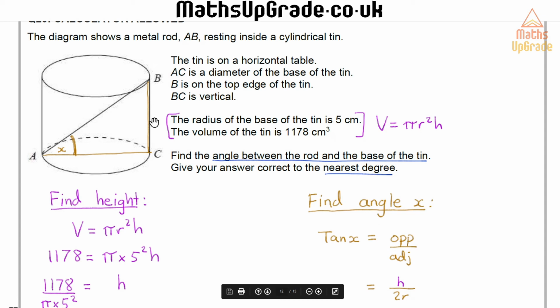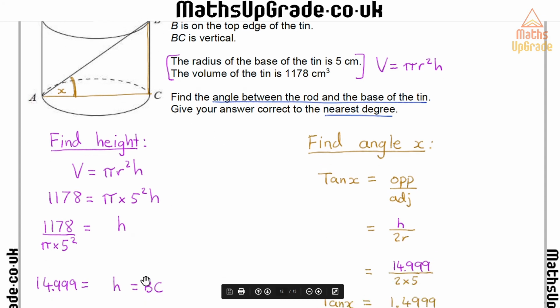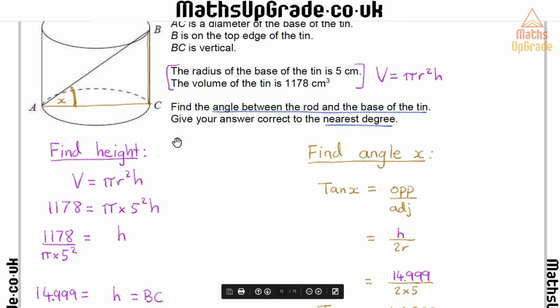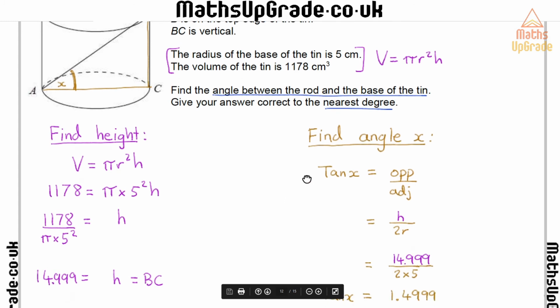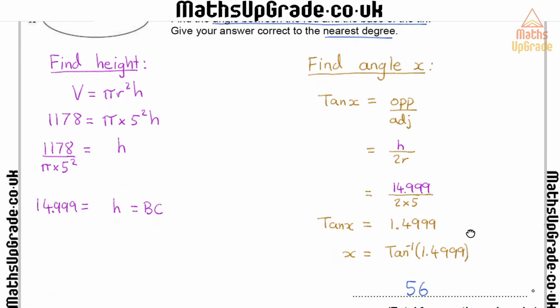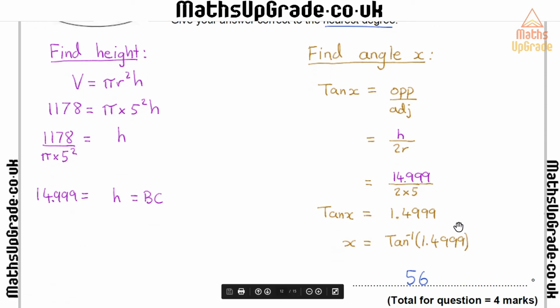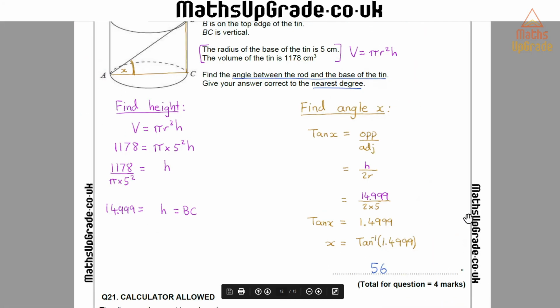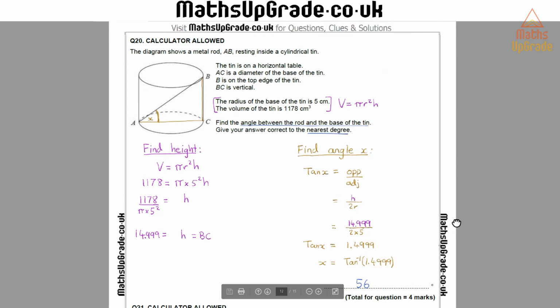Since this length BC I worked out earlier as 14.9, and the diameter is just double the radius, which was given to me earlier, by substituting those values in, I can find the value of X by using shift and tan. That would give me an angle of 56 degrees to the nearest degree. The whole question there is worth 4 marks.